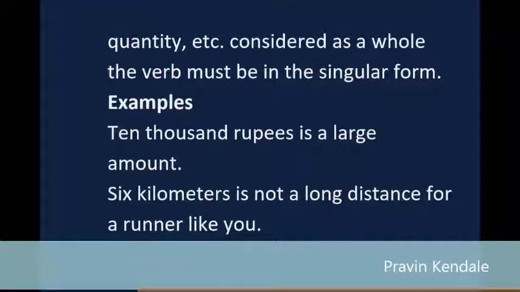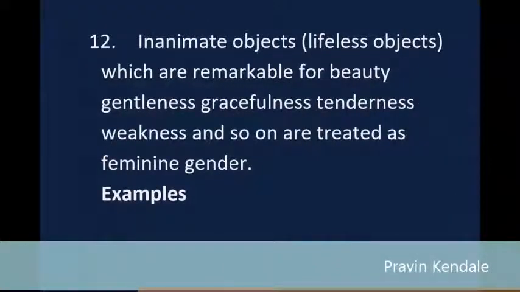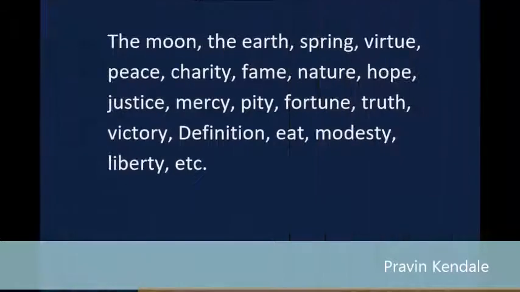12. Inanimate objects, lifeless objects, which are remarkable for beauty, gentleness, gracefulness, tenderness, weakness, and so on, are treated as feminine gender. Examples: the moon, the earth, spring, virtue, peace, charity, fame, nature, hope, justice, mercy, pity, fortune, truth, victory, modesty, liberty, etc. Note, poets refer to them as feminine gender.